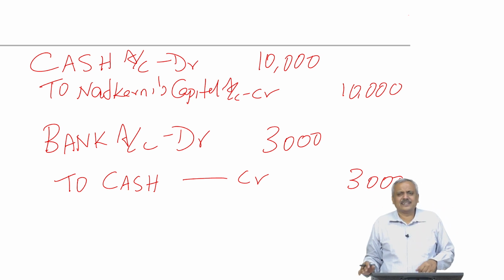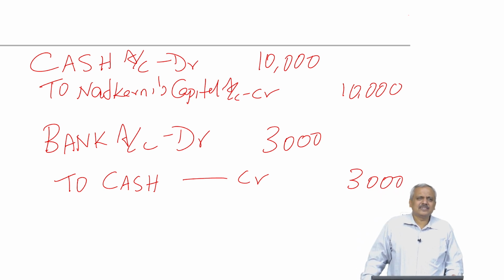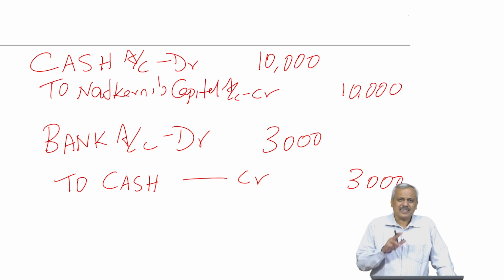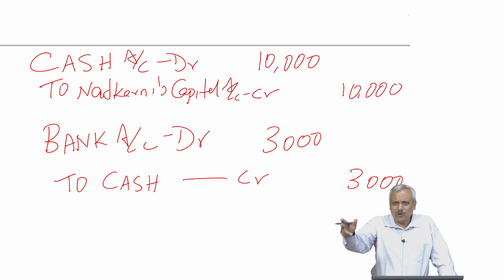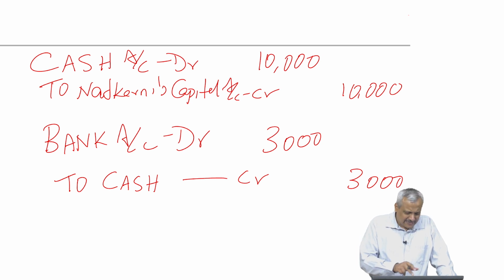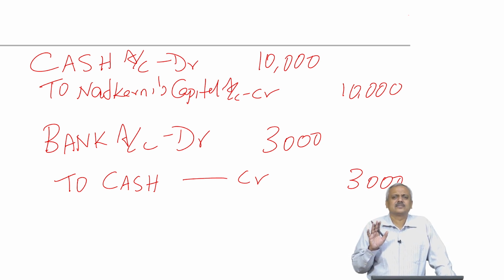Let us look at the second transaction. It says that he deposited money in the bank to the extent of about $3,000. When you have deposited money in the bank, what happens? You have deposited money in your own account. There is cash which has gone out of the business. Debit what comes in, credit what goes out. I credited cash because cash has gone out of the business.